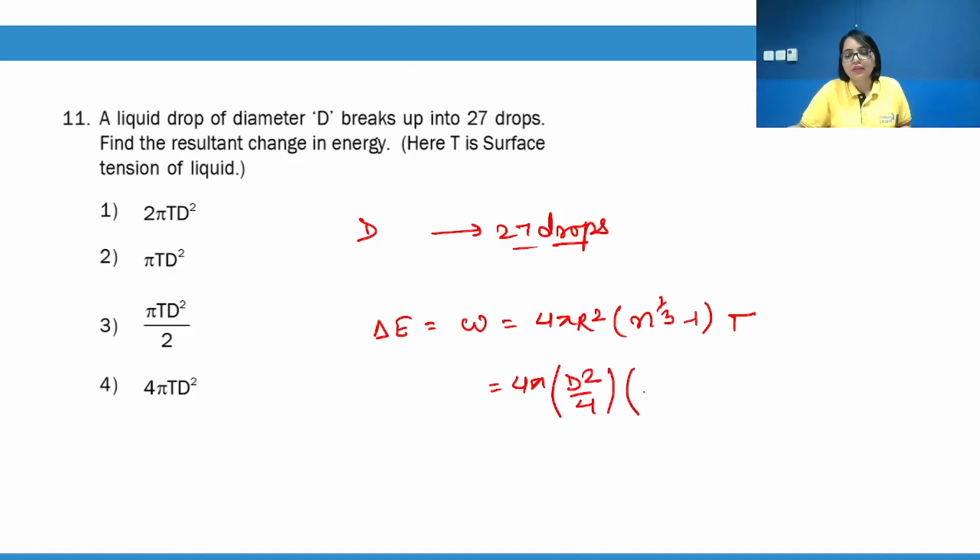n is 27, so 27 power 1 by 3 minus 1, into surface tension. So this will be pi d square into 2T. So 2 pi d square T is the correct answer for change in energy, which is equal to option 1.